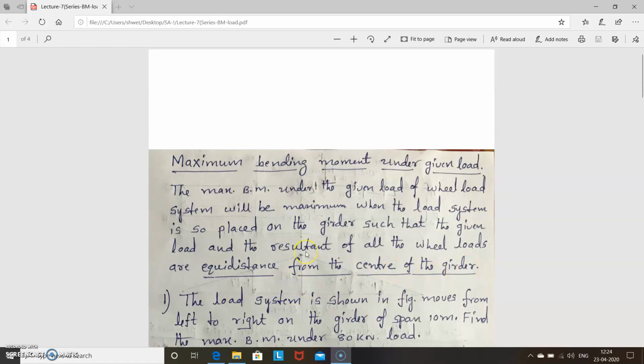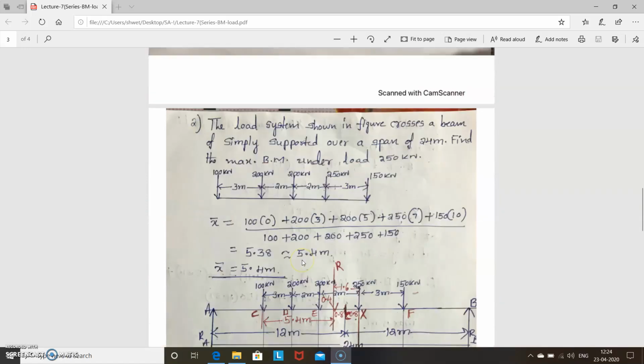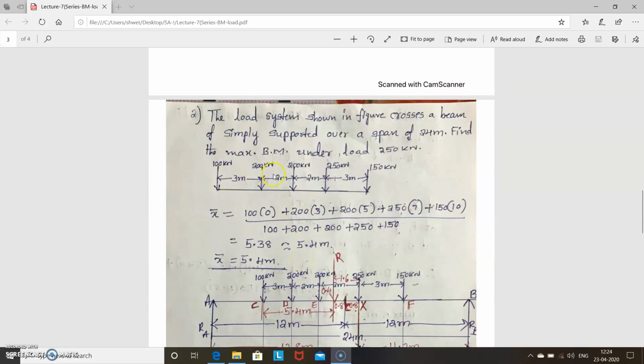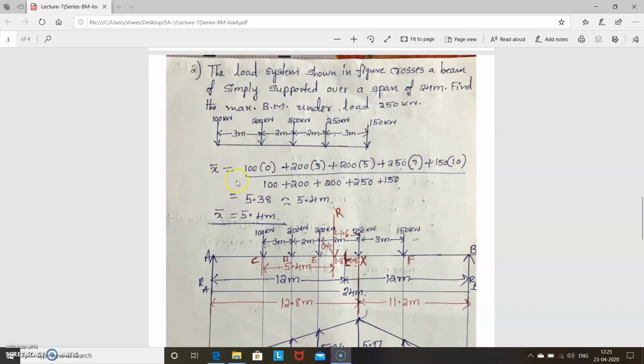So for that, first you have to find the resultant of all the wheel loads. There are now 5 wheel loads: 100 kilonewton, 200 kilonewton, 200 kilonewton, 250 kilonewton and 150 kilonewton. First you have to find where the resultant lies. For that, find x bar, that is, take a moment about this side.